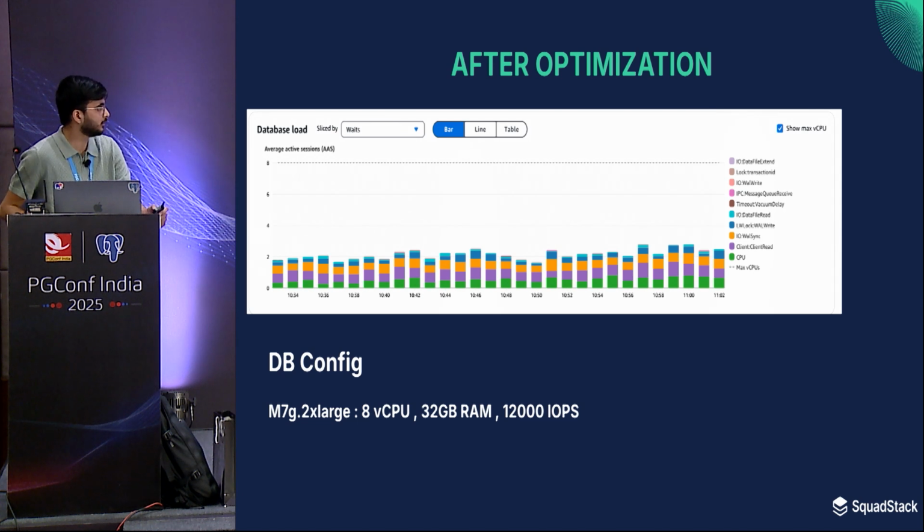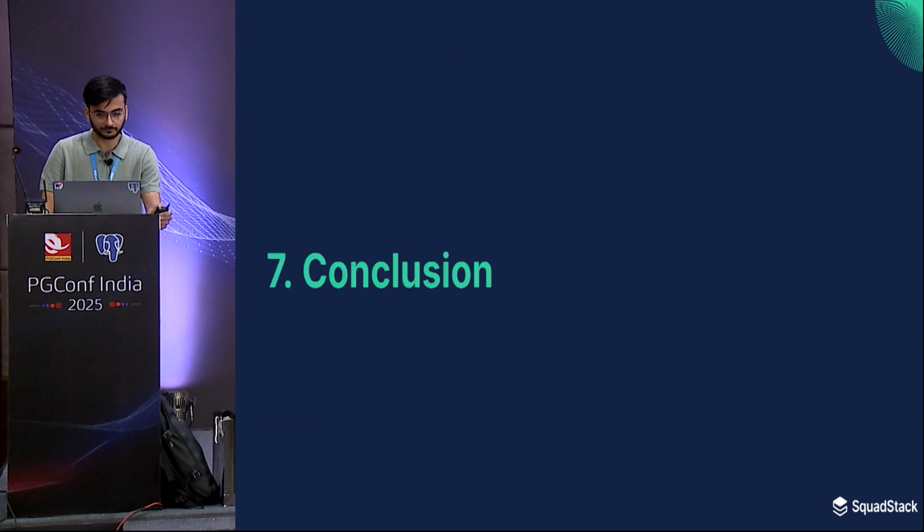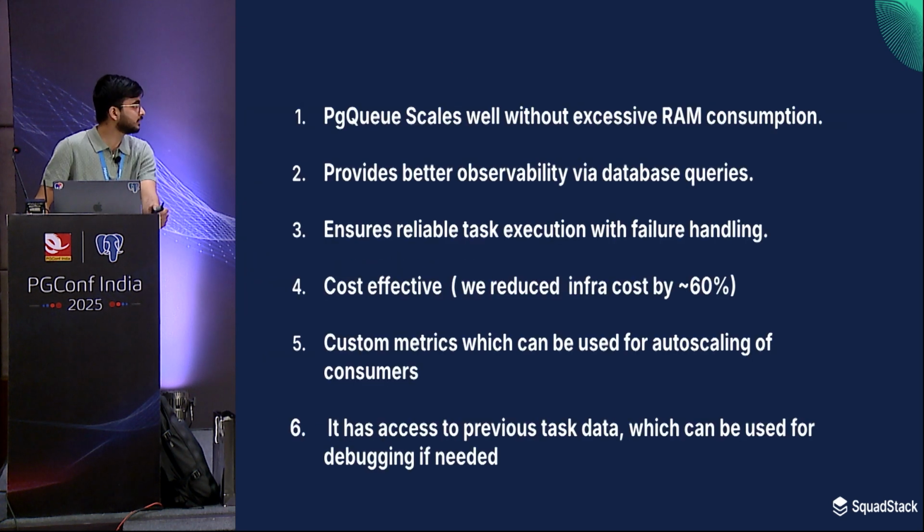This was after all the optimizations. As you can see, first we used an M6.4xlarge instance. After optimization, we optimized so much that we even decreased it to M7g.2xlarge. The max vCPU is 8 in this case, but even so our tasks were running fine, using only 2 or 3 vCPUs. In the worst case, it goes to a max of 6 or 7. So yeah, this was the main conclusion.